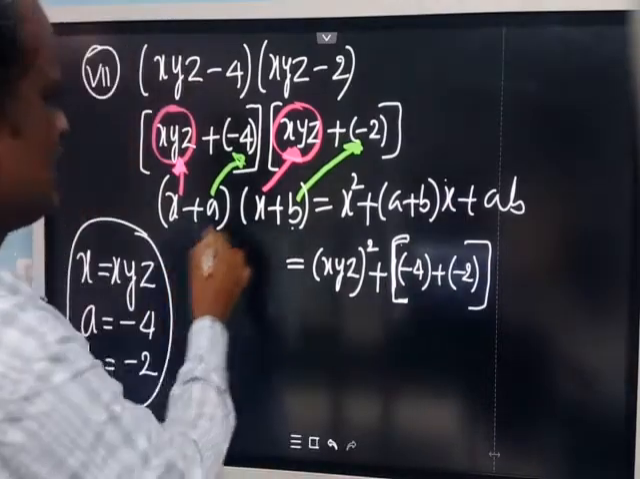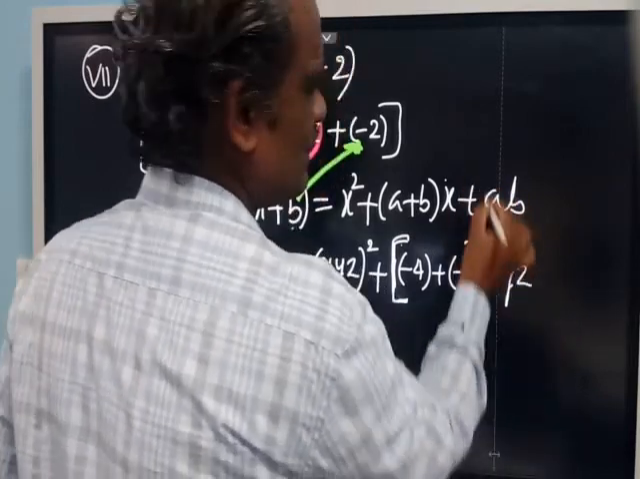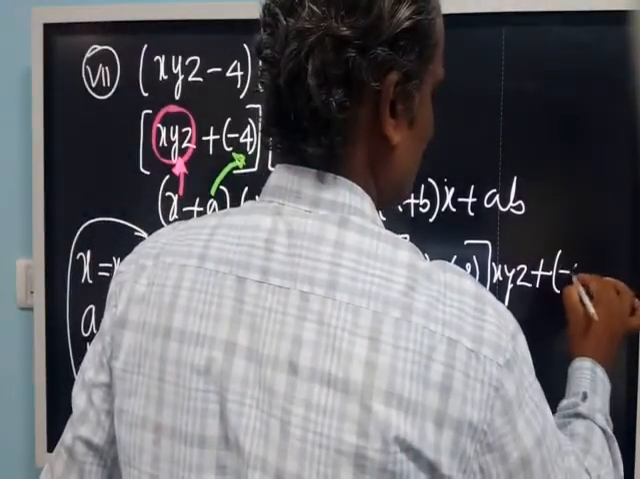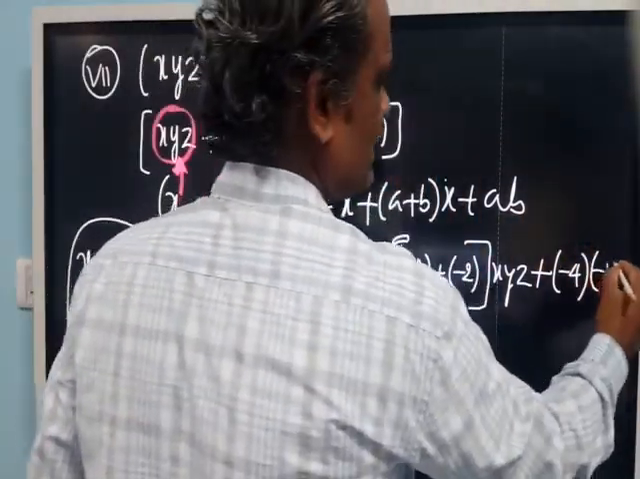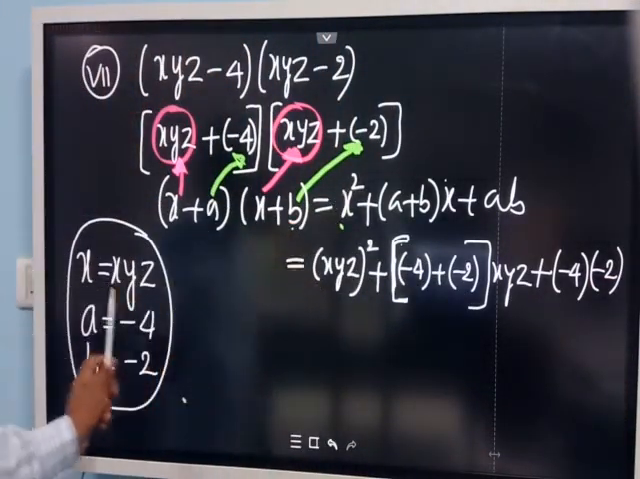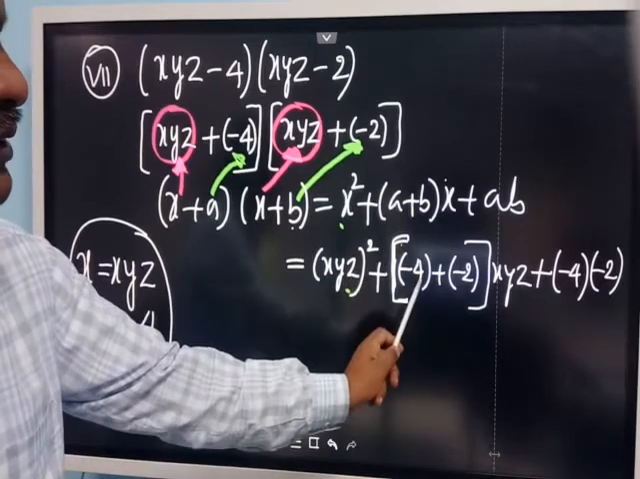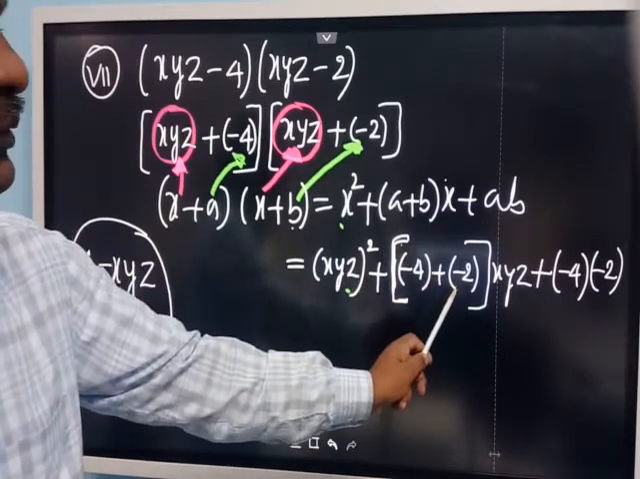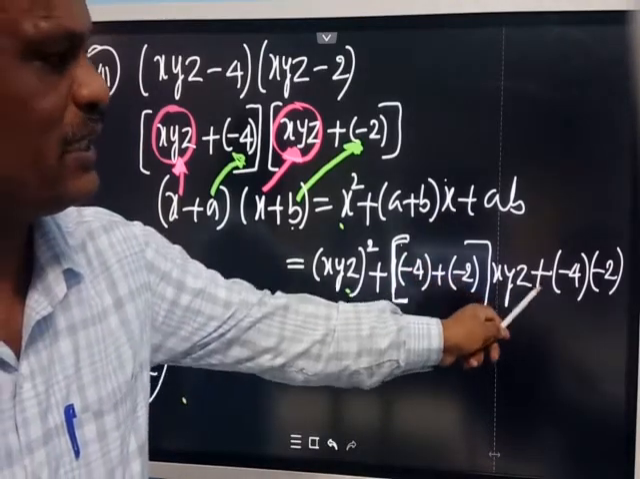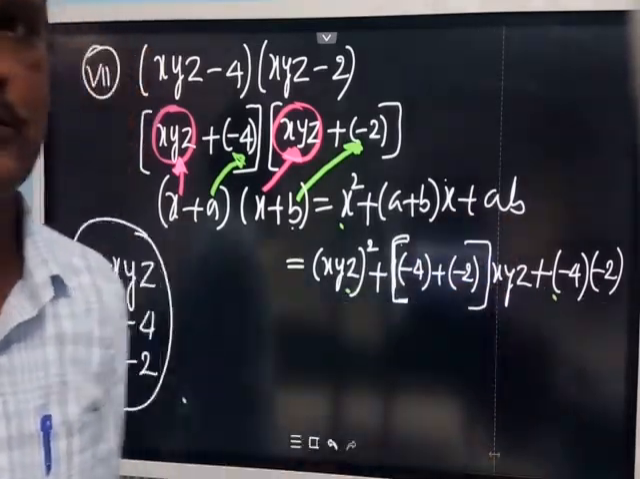Again x value you can see here, xyz. Then this plus as it is. Again a value is minus 4, so minus 4 into the last one, minus 2. See, look at the substitution here. x square, xyz whole square. Here a plus b means a value is minus 4 plus b value is minus 2. In place of x again xyz. Plus we have written as it is a value minus 4, b value minus 2. Minus 4 into minus 2.